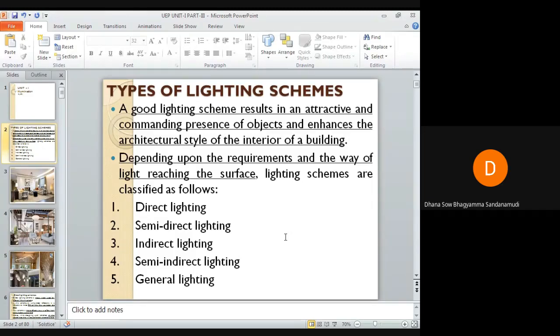It should have commanding presence of objects, and it should enhance the architectural style of the interior of a building. So good lighting should always be attractive. It should have commanding presence of objects. It should enhance the architectural style of the interior of a building.